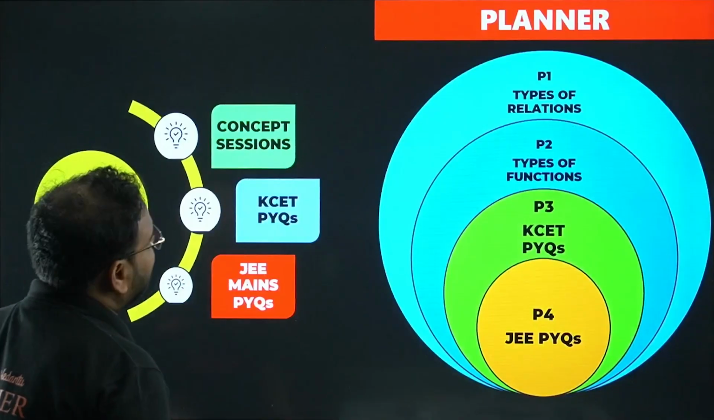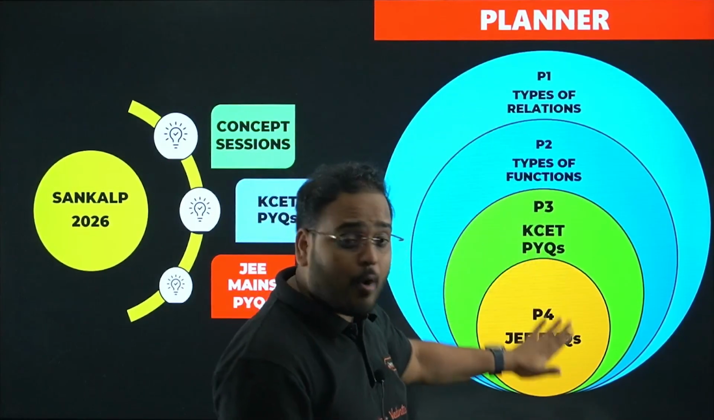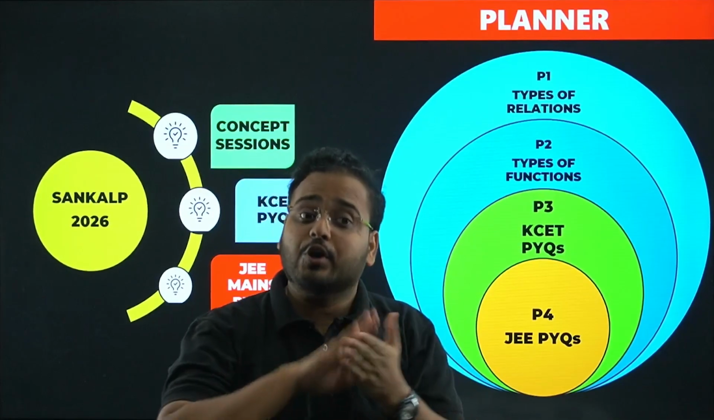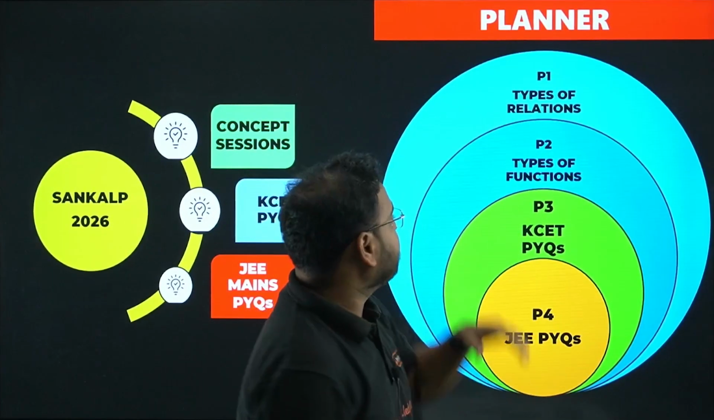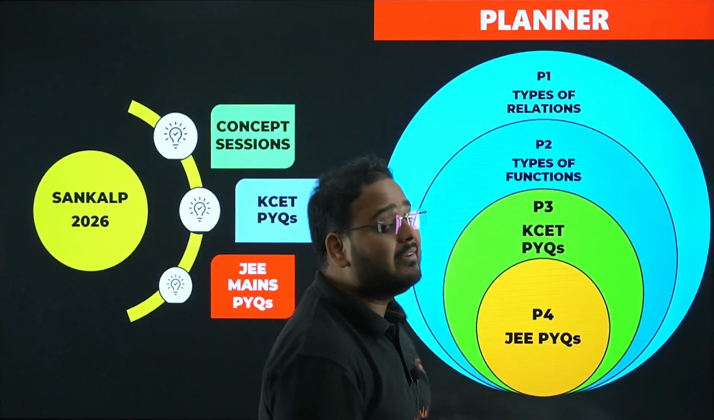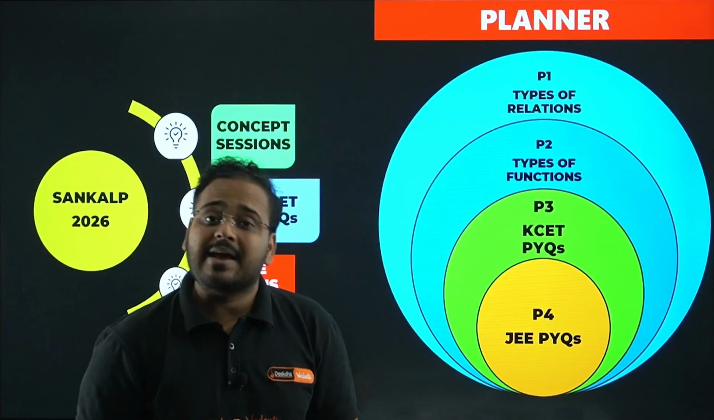If you look at the chapter planner, the first thing is that we're going to do it in 4 parts. The entire chapter will be covered in 4 parts, so we'll have a total of 4 videos for this chapter. Part 1 will be types of relations. Part 2 would be types of functions. In part 3 we'll deal with KCET PYQs, and part 4 will be JEE Mains PYQs.